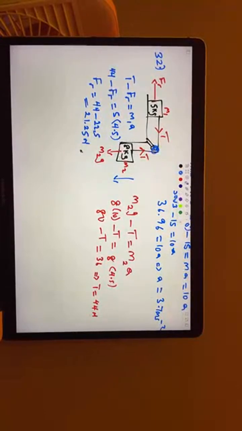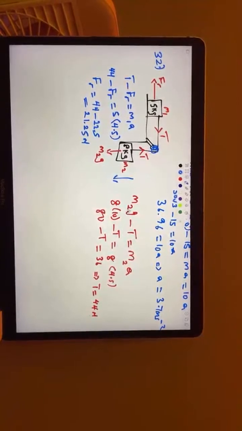So let's take note of that. That's question 32. Let's move on to the next question. Oh, sorry, 21.5. I got 21.5.